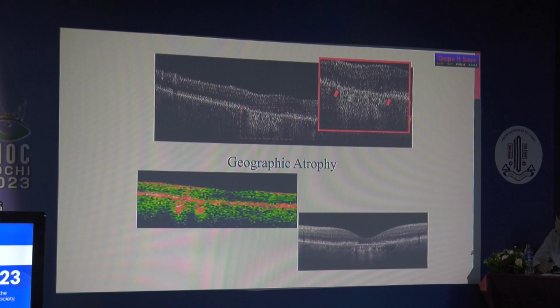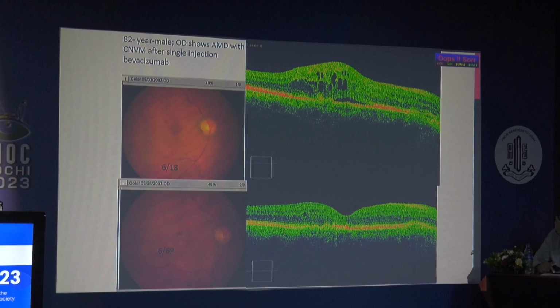And this is again a dry type of macular degeneration. And these are some of the pictures, the pre and post treatment. Again, we have seen a lot of that.